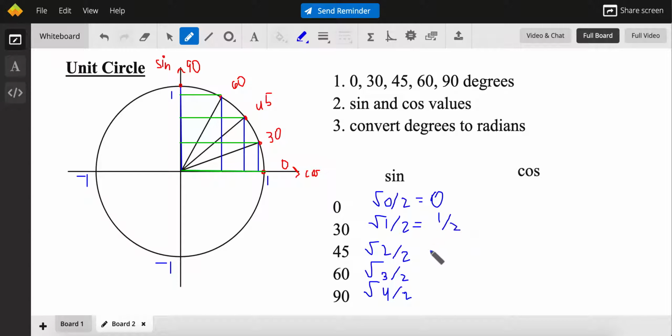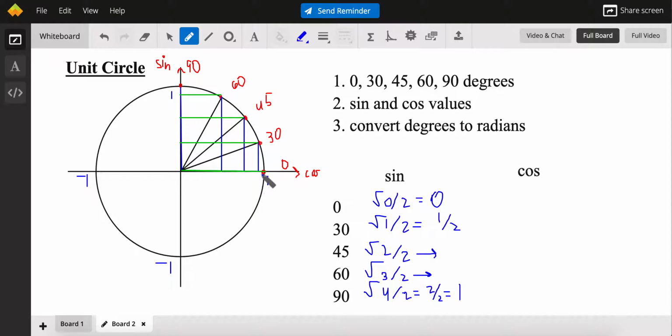Radical 2 over 2 can't be simplified, so it stays like it is. Radical 3 over 2 can't be simplified, so it stays like it is. Radical 4 over 2, well, the square root of 4 is 2, so this is just 2 over 2, which is just 1. So 2 over 2 equals 1. So now we know the height at each of these points.